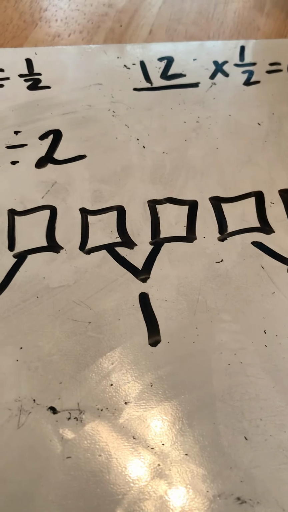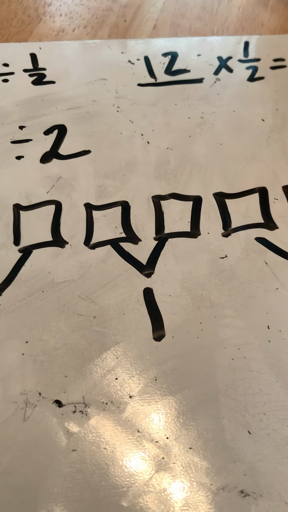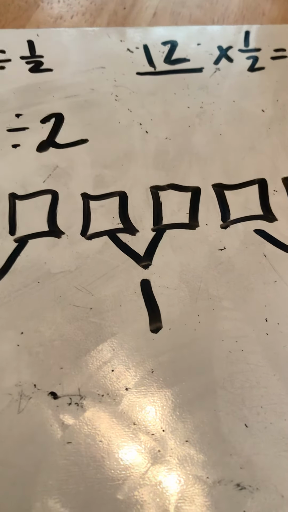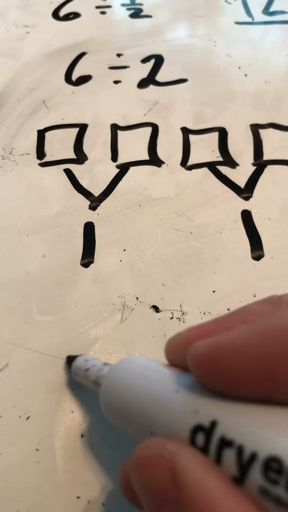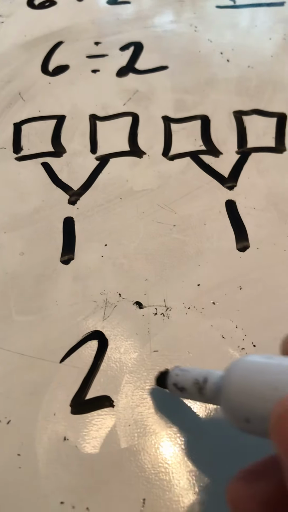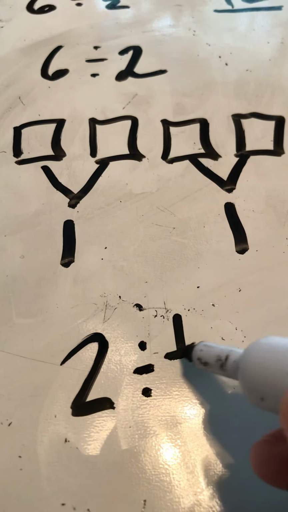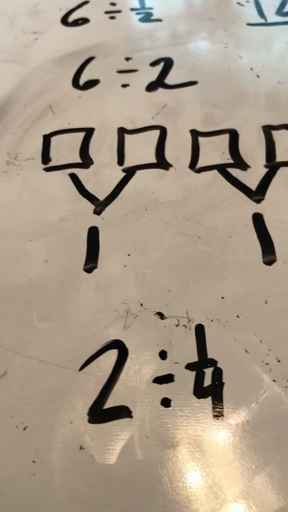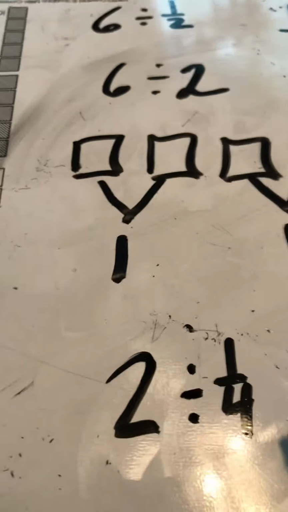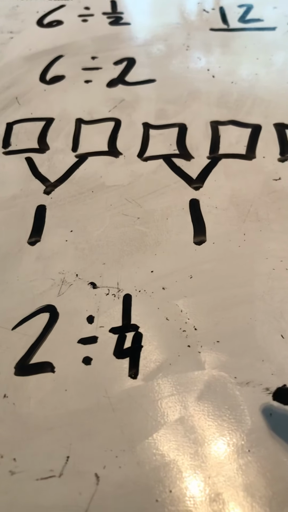Felix has 2 yards of ribbon. He needs 1/4 of a yard to make 1 bow. How many bows can Felix make? So he has 2 yards of ribbon. He needs 1/4 to make a bow. So we're really having 2 divided by 1/4. How many bows can he make?